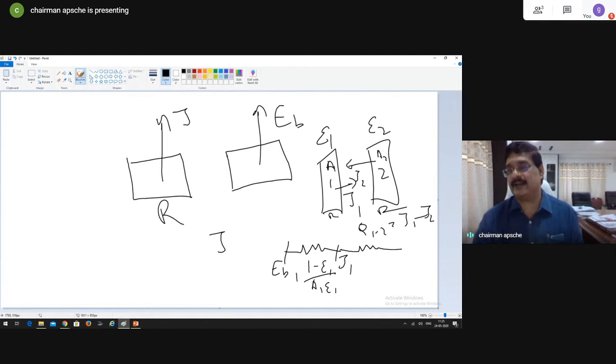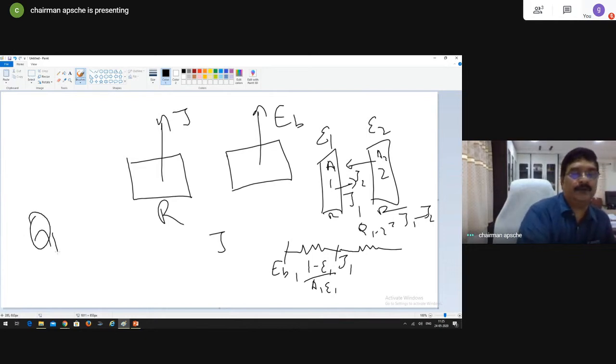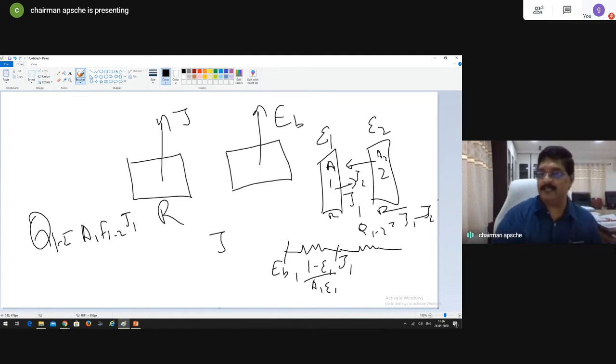Because entire J1 is not falling on 2, entire J2 is not falling on 2. So what is it that you write? Q1 to 2 is equal to A1 F1 to 2 J1, because J1 is per unit area and J1 A1 is the total radiosity leaving the surface, and of that only F1 to 2 fraction is falling on the surface 2, minus A2 F2 to 1 J2.